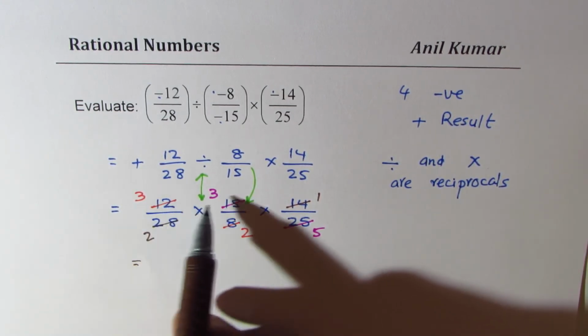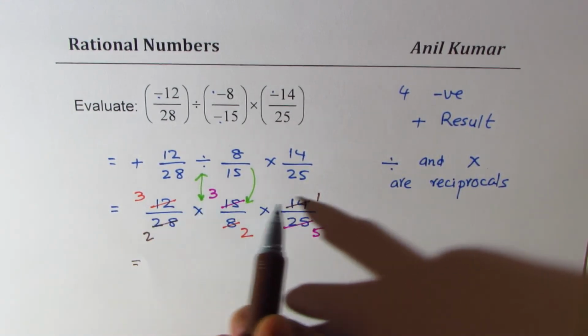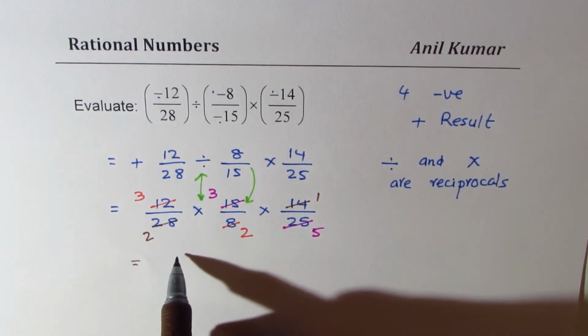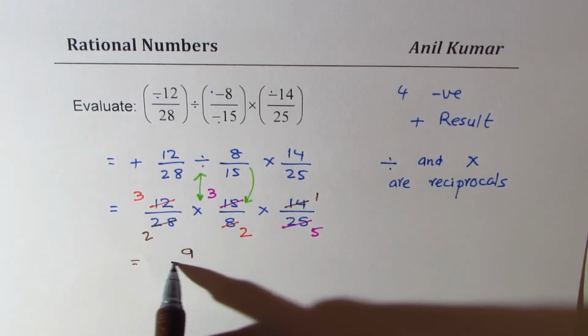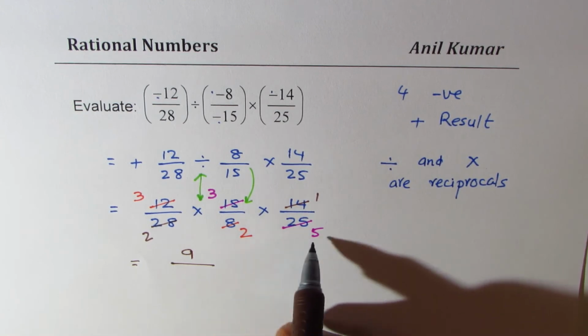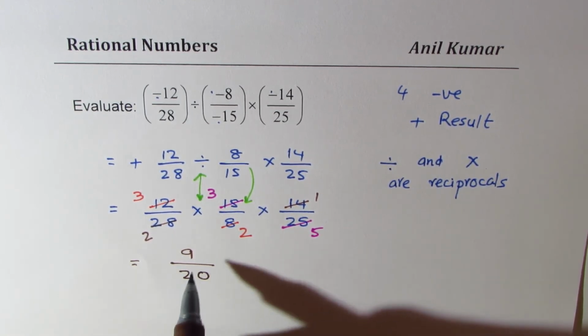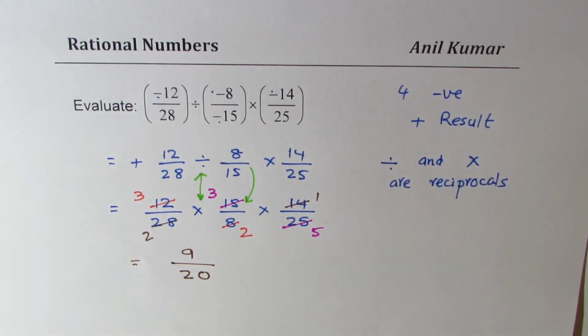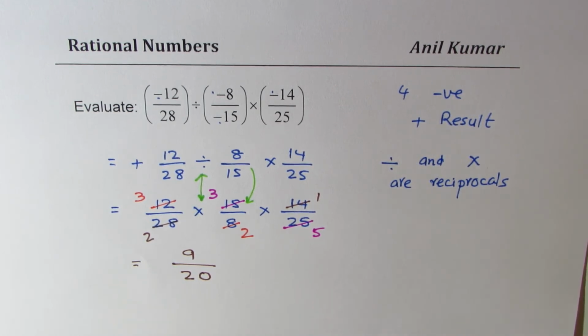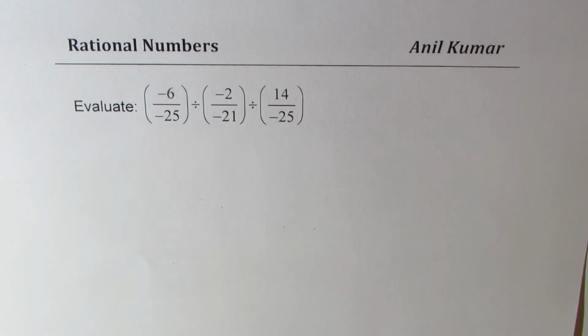We can multiply 3, 3, and 1. 3 times 3 times 1 is 9. And 2 times 2, 4, 4 times 5 is 20. So we get 9 over 20 as our result. Is that clear? Correct? Next question.